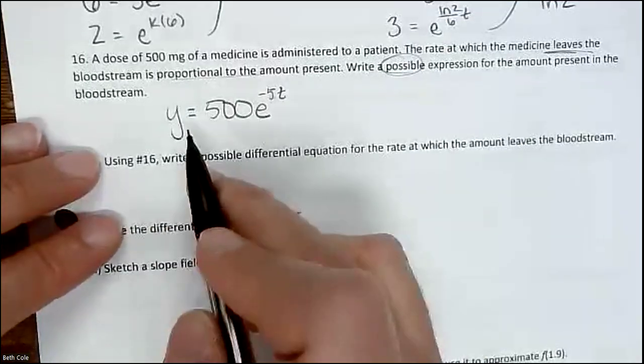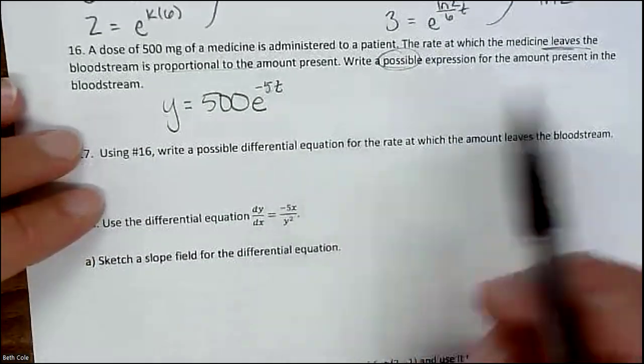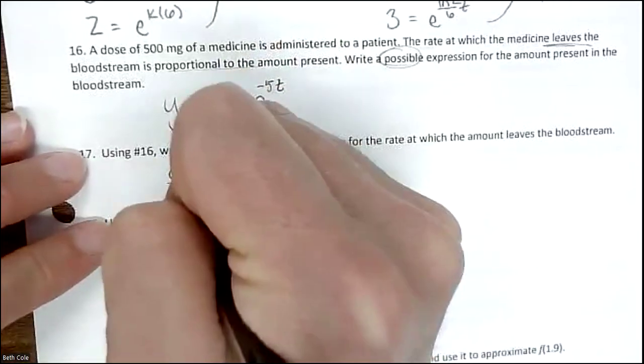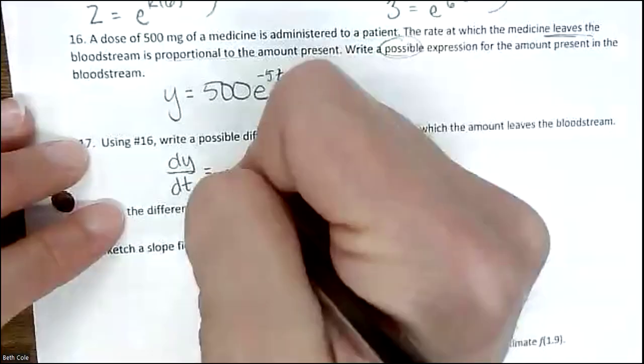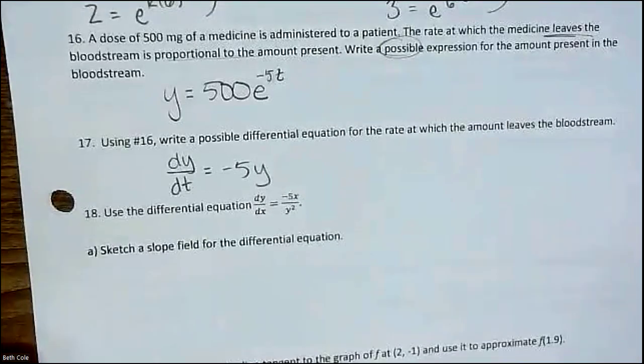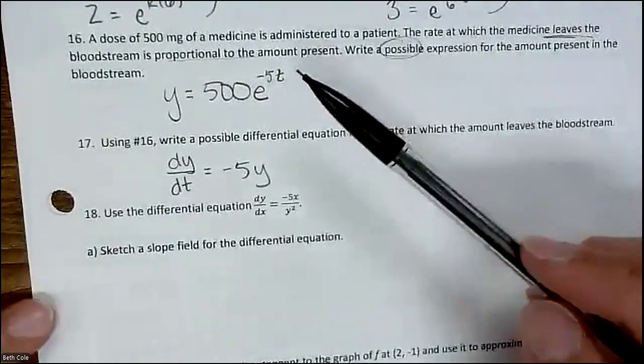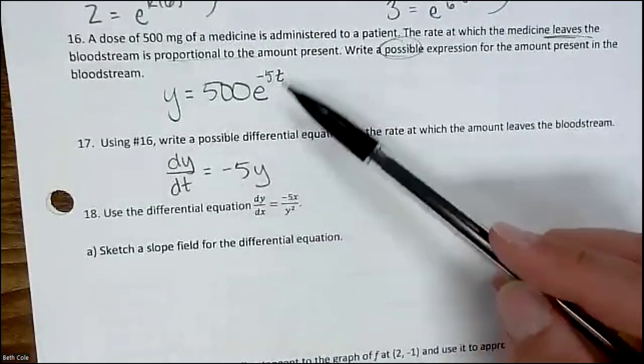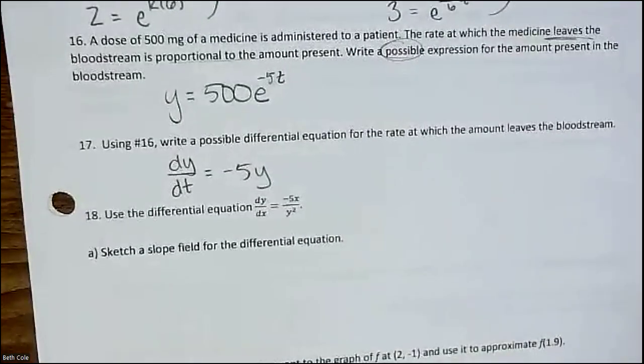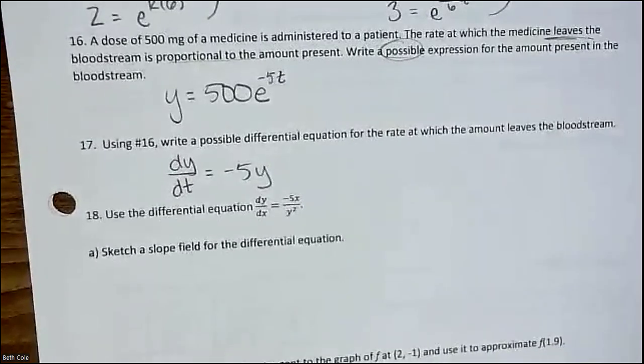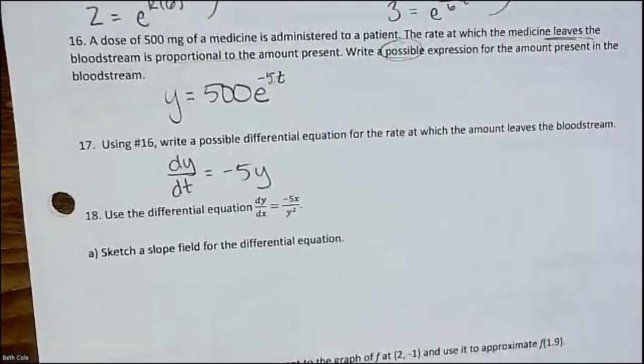Okay. Now using number 16, write a possible differential equation. So it would be dy dt equals. Yeah, that's it. Well, do you see how it was the -5 and I just used the -5? Like that's all that is. It's multiple choice, so you'll just pick the one. But yes, I didn't put choices on here, so we made it up. But the point is that it's negative because it's leaving your bloodstream. Your body is like metabolizing it.